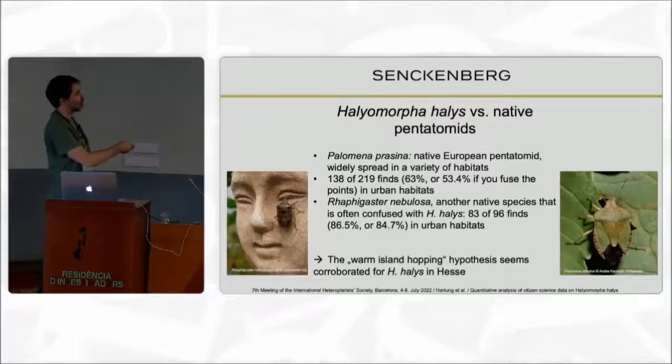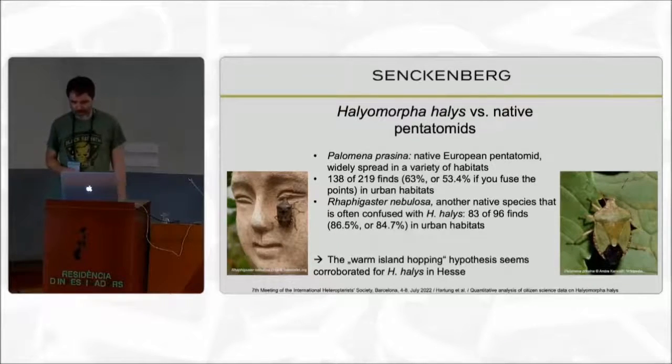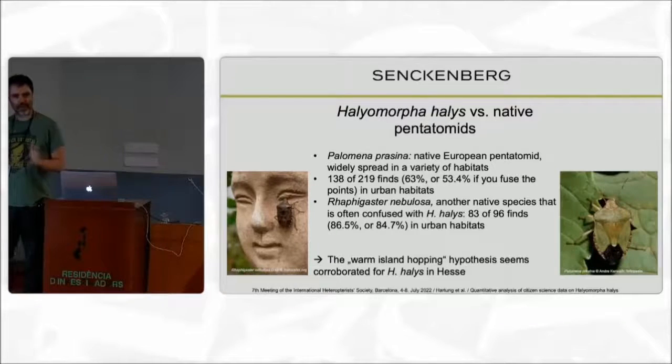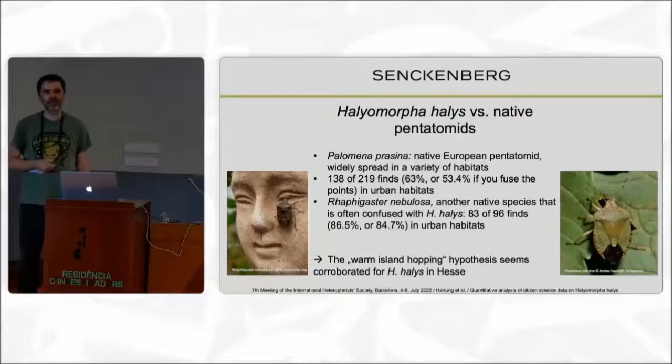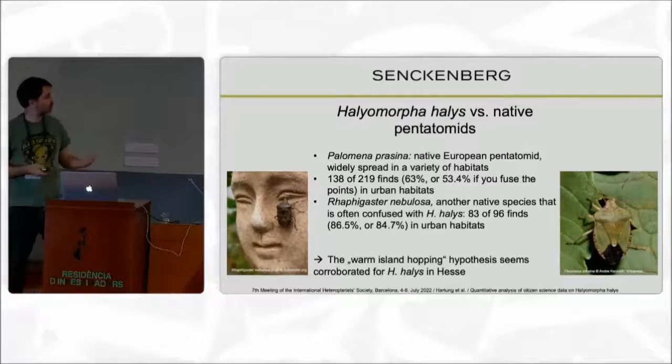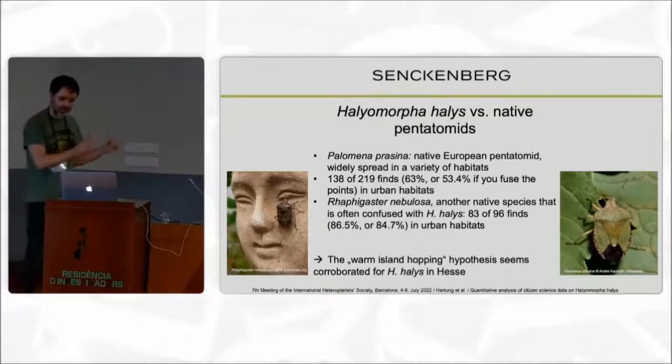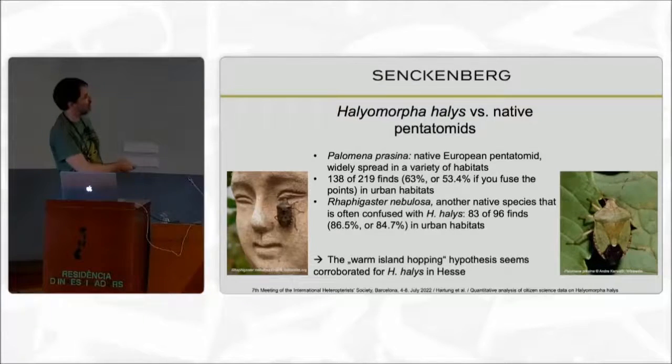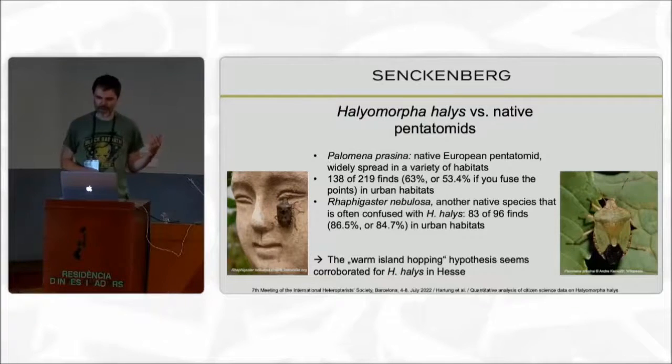And if you compare it with Raphigaster nebulosa, it gets a little interesting, because it is similar to Heliomorpha halys. It also likes cities very much. And if you read the book, for instance, by Jürgen Deckert and Eckehard Wachmann, then they mention that Raphigaster is kind of fond of warm environments as well. So this is not a surprise when they shift to warmer environments. So I would say the warm island hopping hypothesis is kind of corroborated by the data from Hesse.